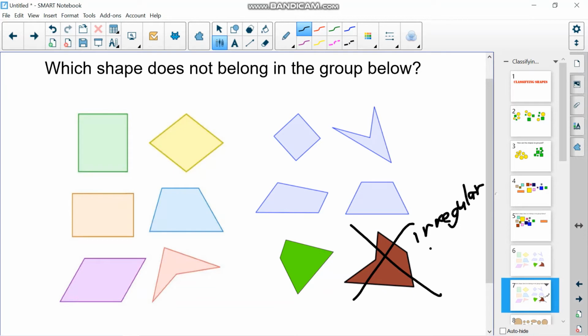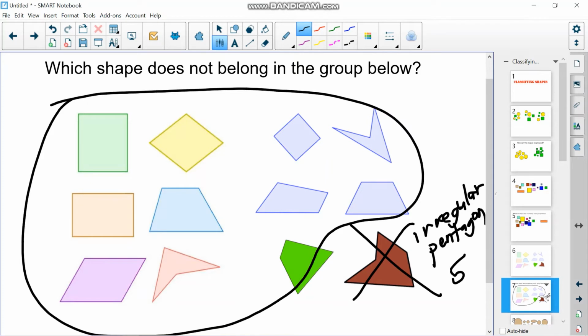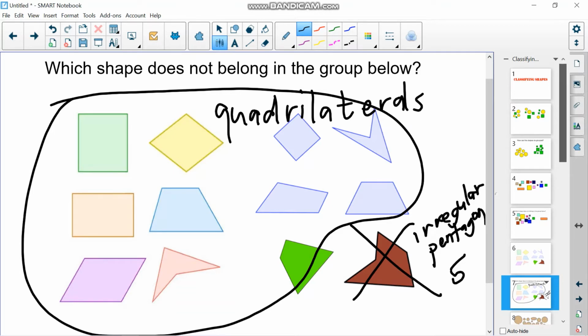Irregular pentagon because it has 5 sides, while all of the shapes are what we call quadrilaterals. So we group the shapes according again to their type or to the number of sides. Let's go to the last example.